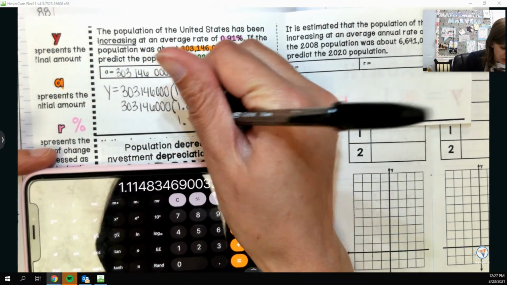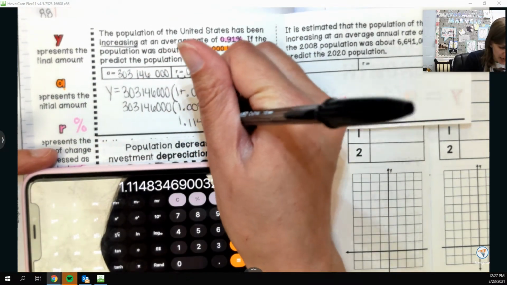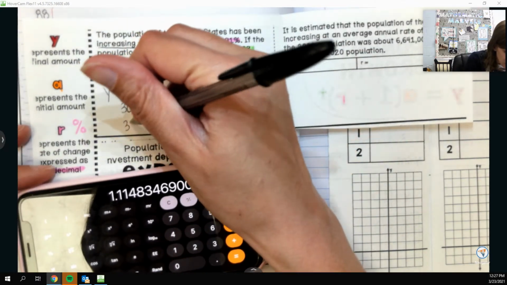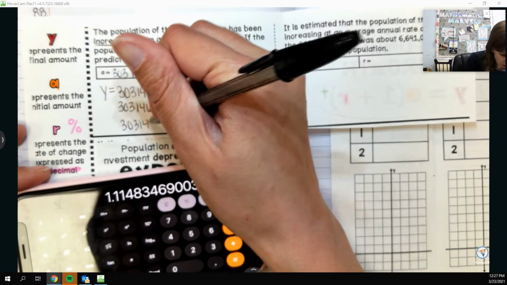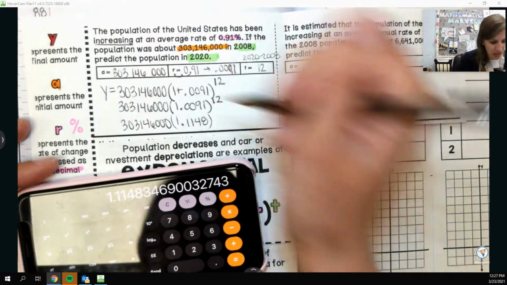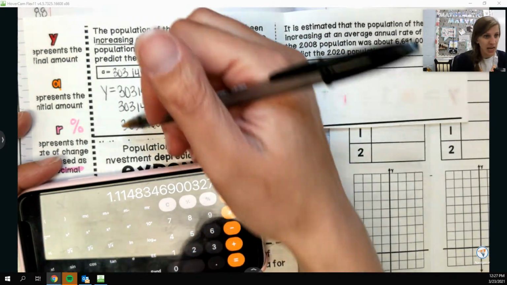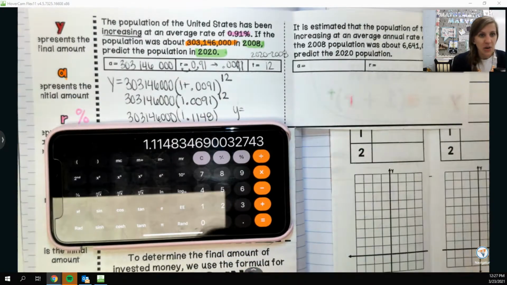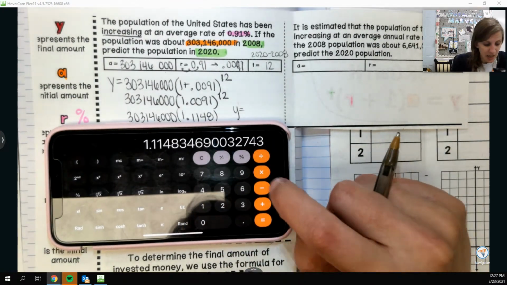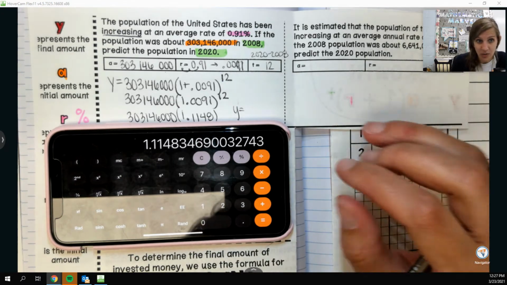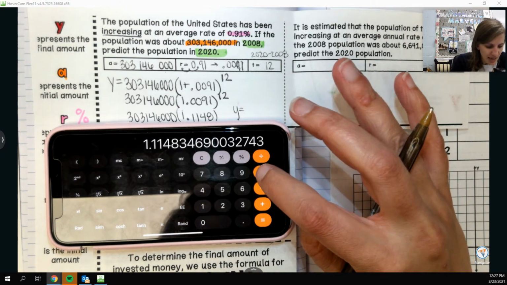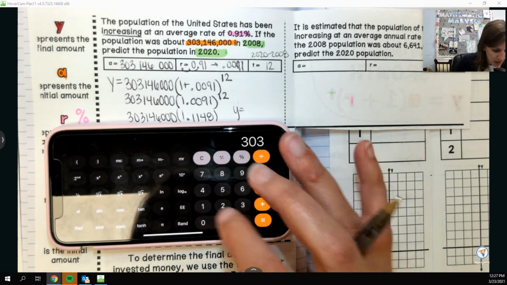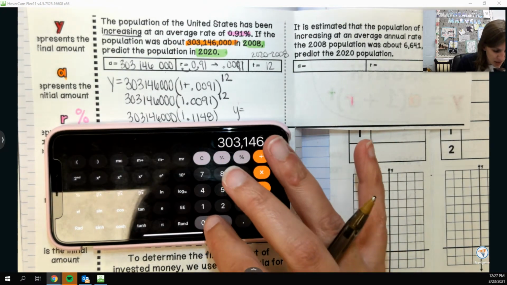So 1.1148, I guess, which then needs to be multiplied to this really big number. So I did the exponent, and now I finally need to multiply. I like to just keep this number right here so that I don't have to round. And then just hit times 303146000.